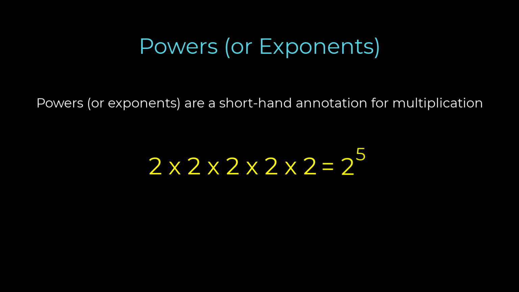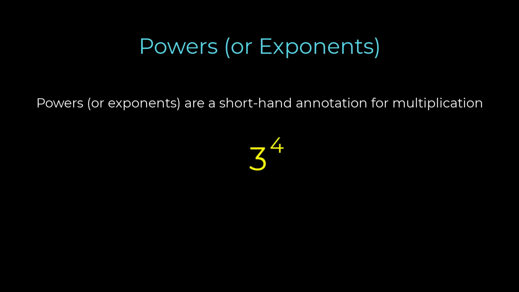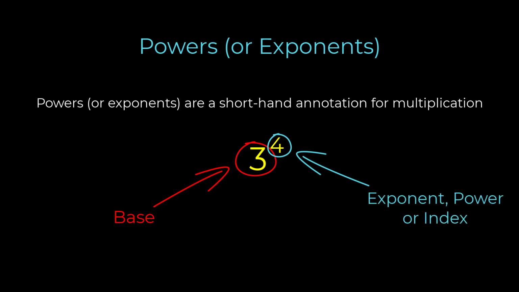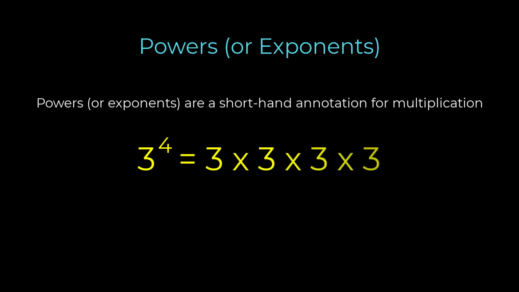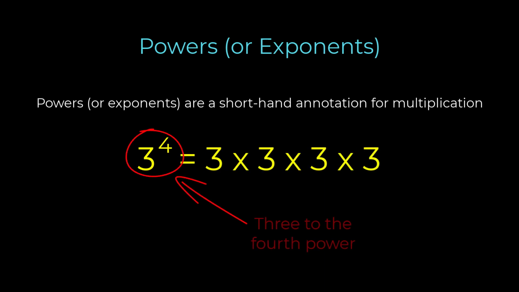Let's talk a little about notation and terminology. When I write this expression, then the number 3 is called the base. It is the number that I am multiplying by itself. The number 4 is called the exponent, power, or index. It is the number of times that I am multiplying 3 by itself. So this expression is equivalent to 3 times 3 times 3 times 3. We would generally refer to this as 3 to the 4th power.